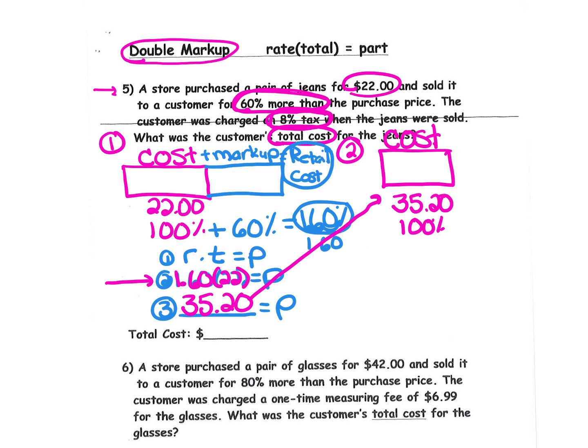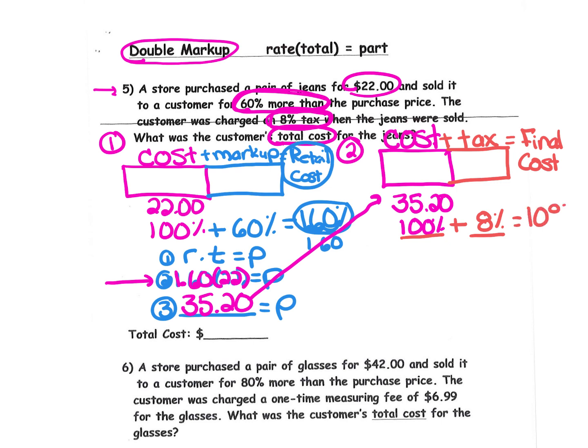So we know tax will be added on. The cost of the jeans, the retail cost, plus the tax will take us to the final cost. The tax rate in this problem is 8%. So 100% plus 8% means that a final cost is found using the rate of 108%, or as a decimal, 1.08.